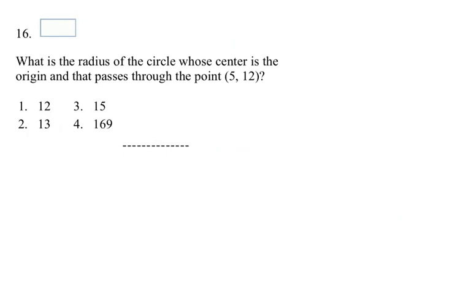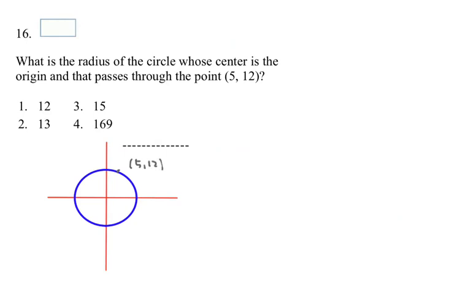Alright, let's look at number 16. What is the radius of the circle whose center is at the origin? Now, that means, imagine I have a circle like this, and what if this point happened to be 5, 12 as an example? That means that becomes my radius.